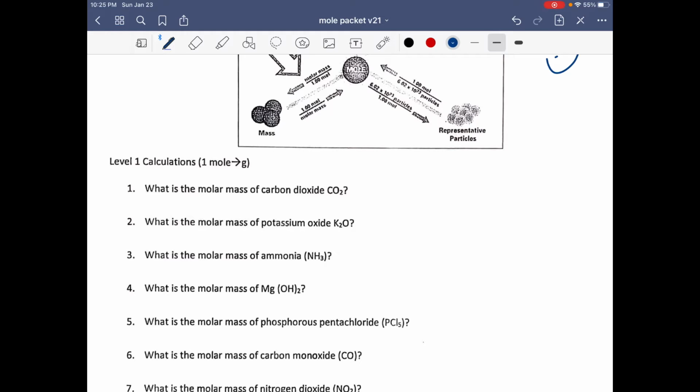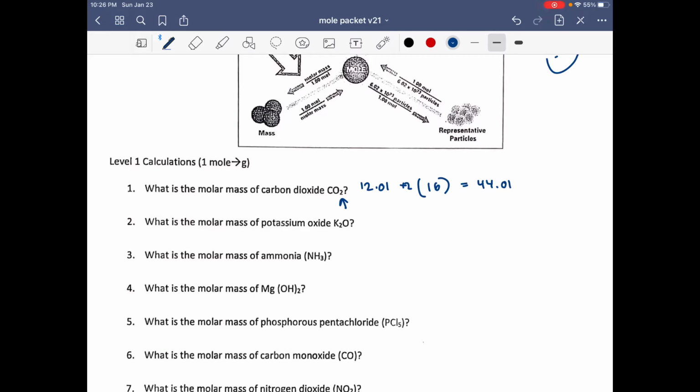So to find the molar mass, we need to add up all of these different parts. When we look at our periodic table, each element has a number under it, which is the molar mass. We're going to be adding up all those numbers. So for CO2, C is 12.01 plus, we know oxygen is 16, but we have 2, so we multiply that by 2, and you get 44.01.